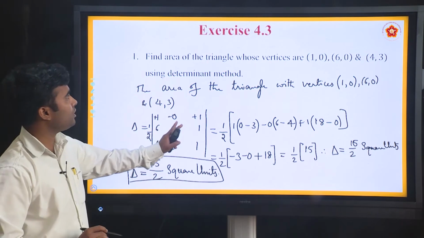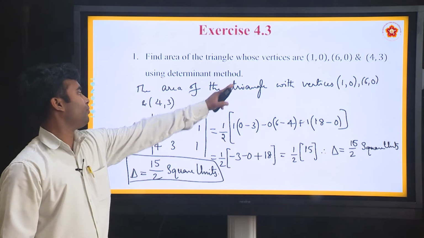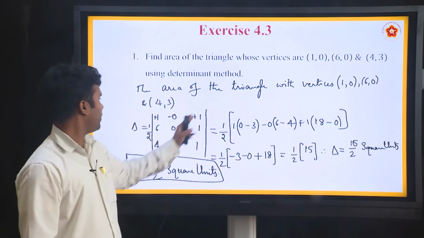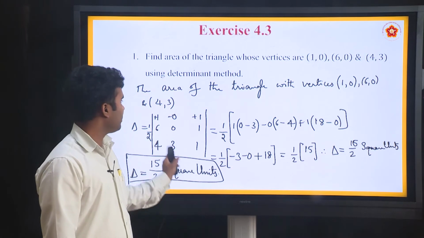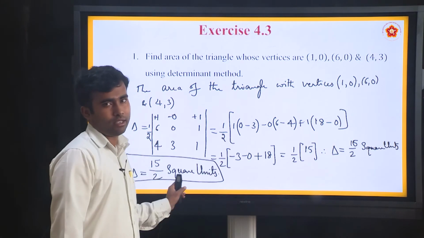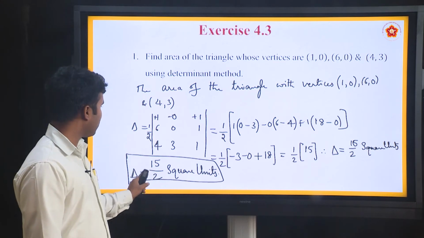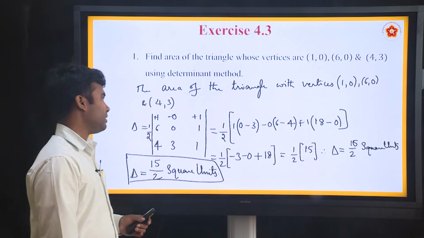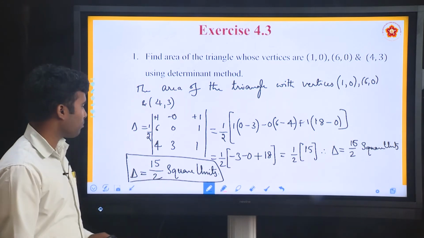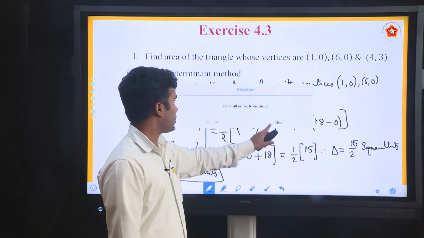Okay. You know how to do it. So, that is the vertices. We have written that in the determinant form by using the formula, and then we have simplified it and written down the area of the triangle in the simplest form. That gives the area of a triangle. We will solve one more problem which is similar to this.